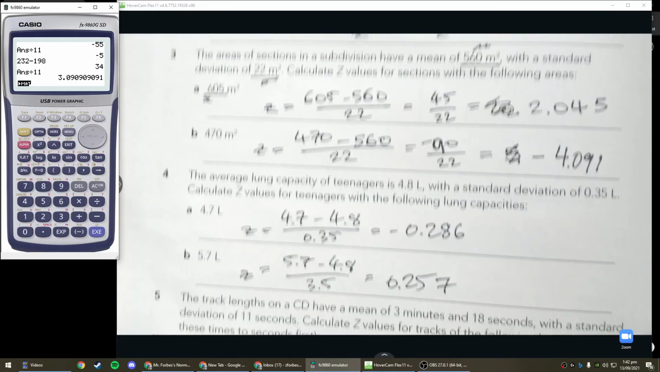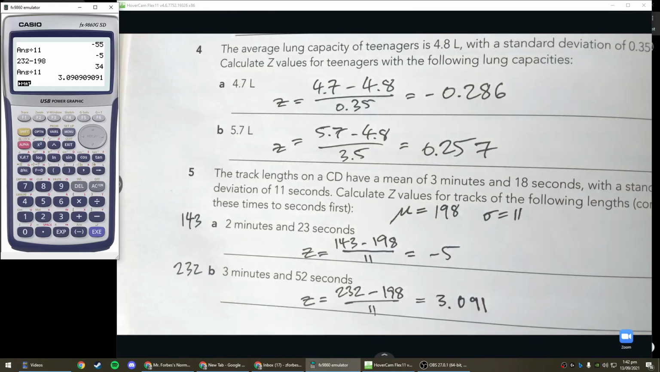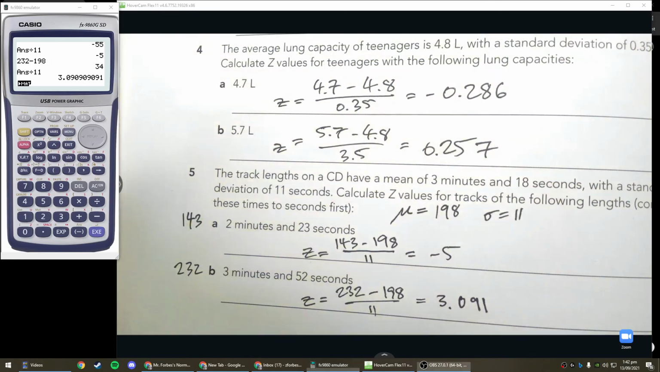This is how you work out z values. This is not really building up an understanding of what z values actually are yet, but we will build onto that as we go through it. So yeah, hope you guys managed to get those.